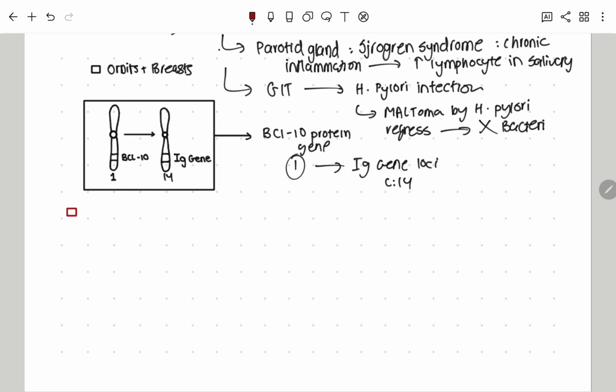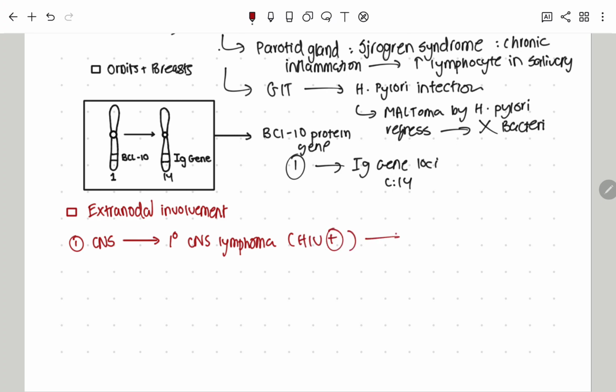Right, and the last thing we're going to cover really quickly, because it's already been 15 minutes, I believe, is an overview of the extranodal involvement of non-Hodgkin's lymphoma, very quickly, very simply. Number one, if you have involvement of the CNS, you can have a primary CNS lymphoma. This is normally seen more commonly in HIV positive patients, and the most common subtype of non-Hodgkin lymphoma seen is diffuse large B-cell lymphoma.